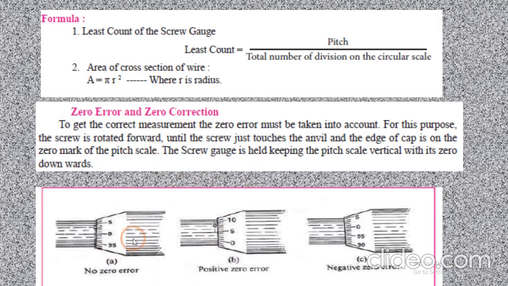The first one is same as vernier caliper. If the zero of pitch scale and zero of circular scale exactly coincide, then there is no zero error. If the zero on pitch scale is above the zero on circular scale, that is positive zero error. And if the zero of pitch scale is below the zero of circular scale, then that is called negative zero error.